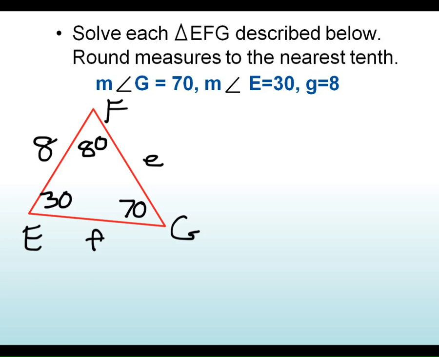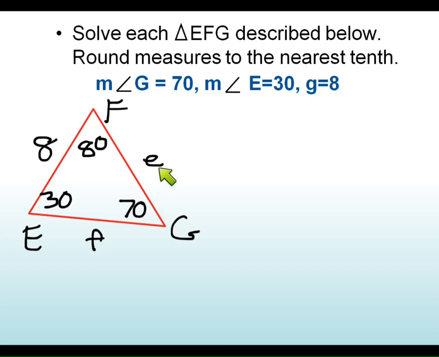So now all I need to do is find E and F, lowercase e, lowercase f. Can I use Pythagorean theorem here? No, why? Well, one, I only have one side. What's the main reason I can't use it, though? It's not a right triangle, yeah. Pythagorean theorem you can only use on a right triangle. So I can't use Pythagorean theorem even if I had another side. So this is a law of sines problem.